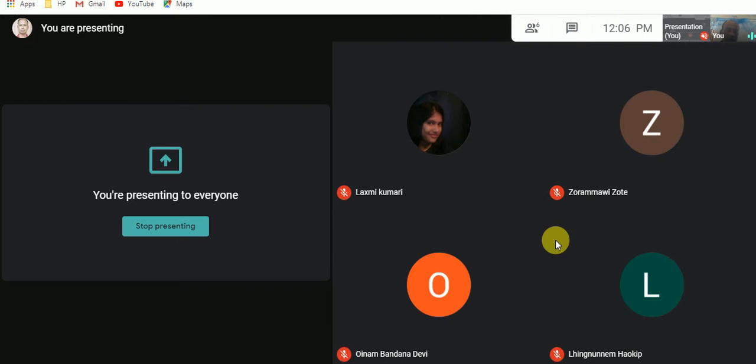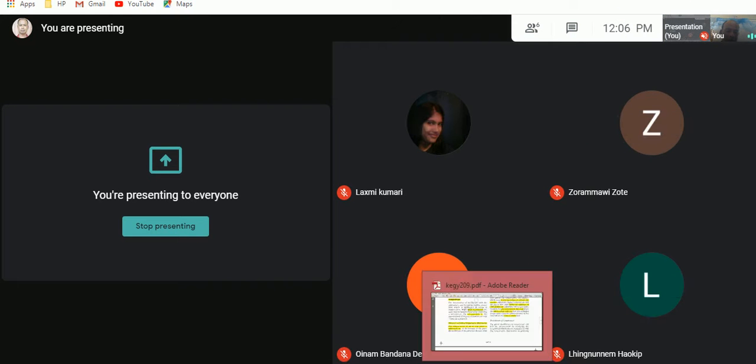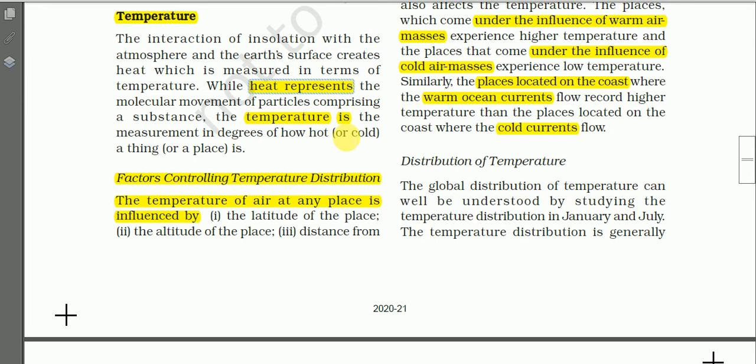Any question from your side regarding the difference between heat and temperature? No, sir. Okay, then next we have factors controlling temperature distribution.